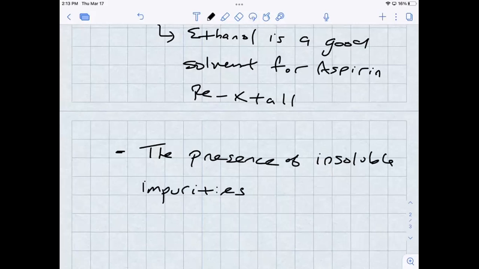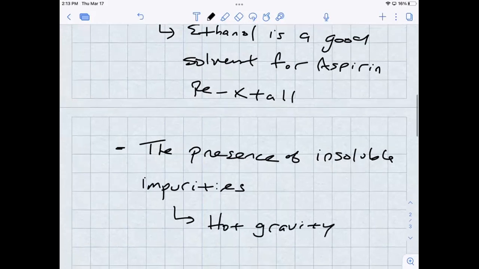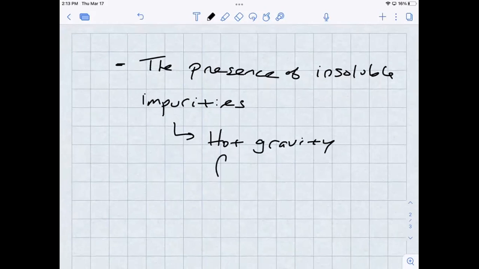Normally, what happens is you dissolve your stuff up, and when you dissolve it, there'll be some solids that may not go into solution, but those solids are not your product. If you have an insoluble impurity, what you have to do is what we call a hot gravity filtration.